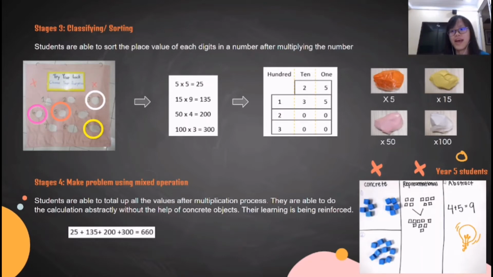Because the students are in year 5, they don't need to do the concrete way or the representational way, they just go straight away to the abstract calculation. This is because the concrete way and the representational way were taught in year 3 and year 4 before. Thus I say their learning is being reinforced. So in this stage, the student is able to make the word equation 25 plus 135 plus 200 plus 300 is equal to 660. This is the abstract work they are able to make in this stage.